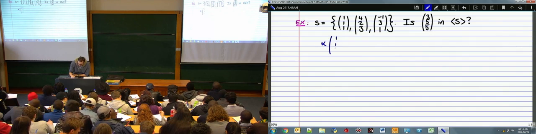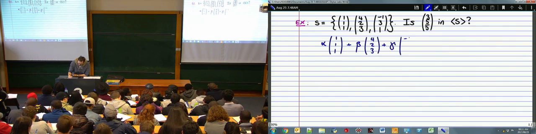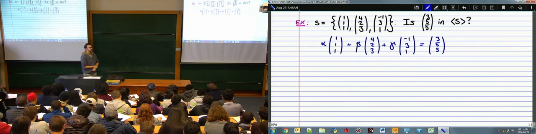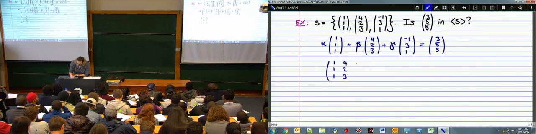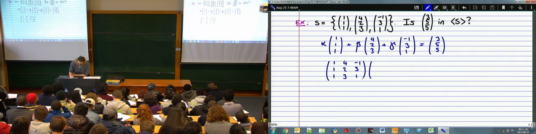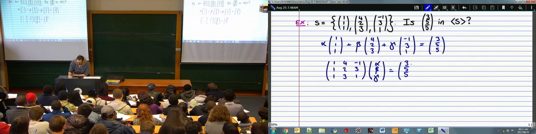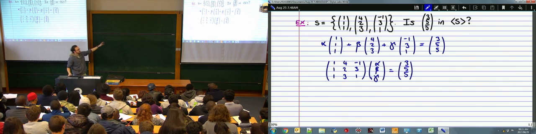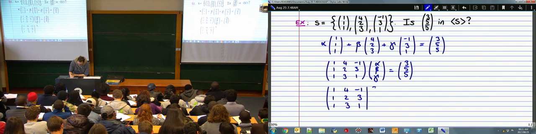We're looking for alpha (1, 1, 1) plus beta (4, 2, 3) plus gamma (-1, 3, 1) is equal to (3, 5, 5), right? So we can think of this as being a matrix with columns (1, 1, 1), (4, 2, 3), (-1, 3, 1) multiplied by a vector (alpha, beta, gamma) is equal to (3, 5, 5). Remember that when we do matrix multiplication, we just get a linear combination of the columns of the matrix. And then we can say, oh, okay, we know how to solve systems like this. We just write down an augmented system. So we'll write down 1, 4, -1, 1, 2, 3, 1, 3, 1, and on this side, 3, 5, 5.